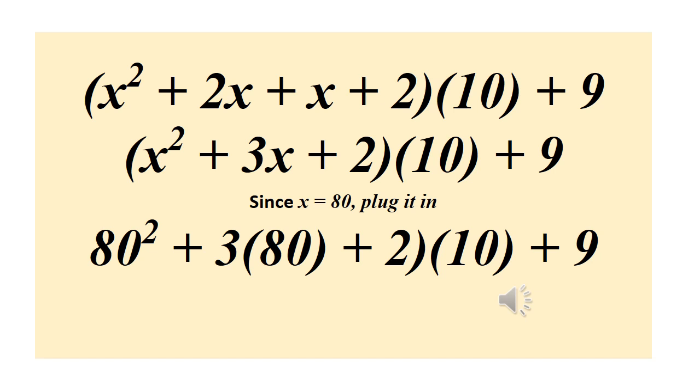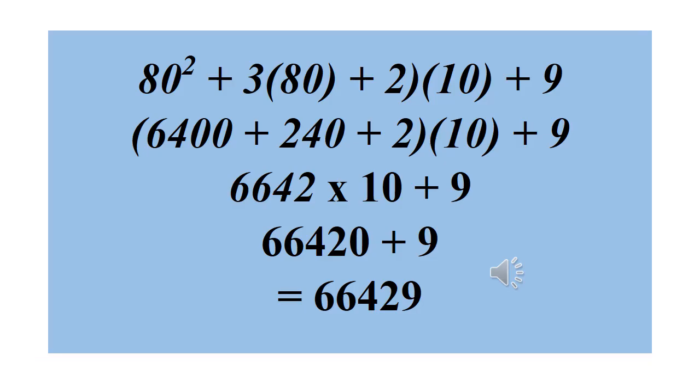So if we plug in 80 now as x, we have 80 squared plus 3 times 80 plus 2 times 10, then plus 9. 80 squared will give us 6400, plus 3 times 80 is 240, plus 2, times 10 plus 9. That will give us 6642 times 10 plus 9. That will give us 66,420 plus 9. And that will give us 66,429. That's the answer for that question.